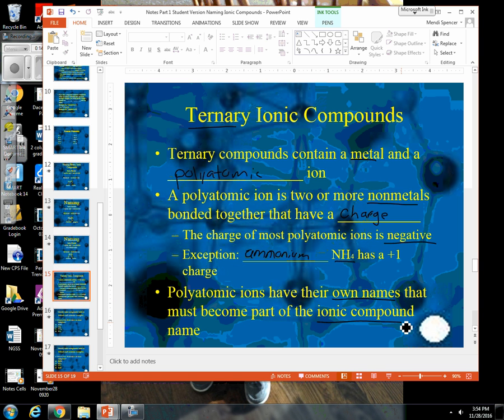That means that your polyatomic ions will not end in "ide." So unlike your binary compounds, you are never going to end your ionic compound name in "ide" if it contains a polyatomic ion. And how you can tell if it contains a polyatomic ion is if it has 3 or more different elements inside of your ionic compound.